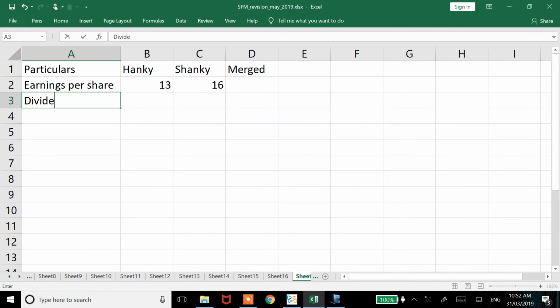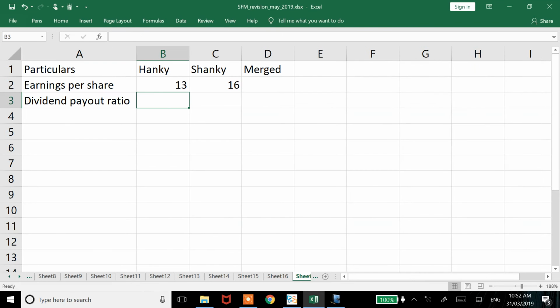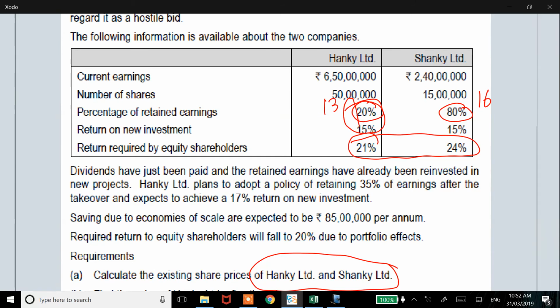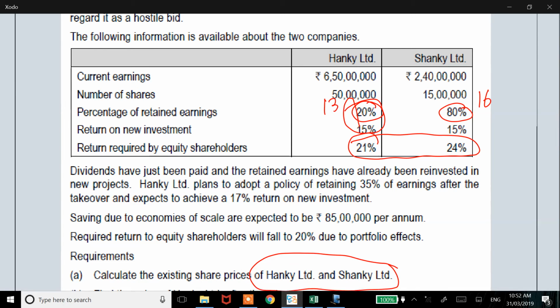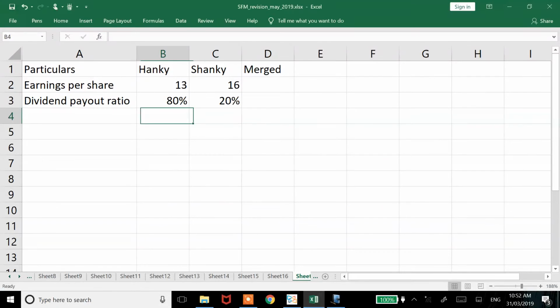Dividend payout ratio is 80% and 20%. Retention is given, percentage of retained earnings, 80 and 20 is the dividend payout ratio.